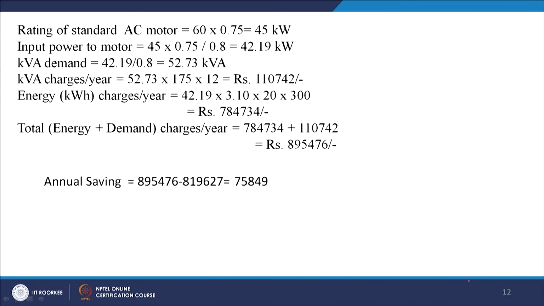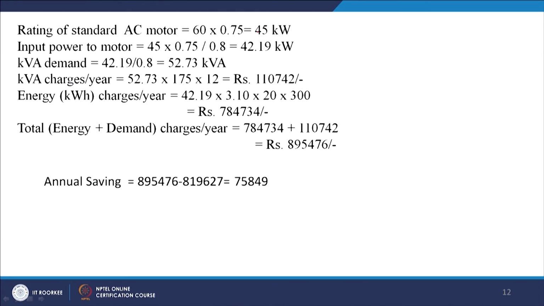8,19,627 rupees. And the rating of the standard AC motor is 60 into 0.75, again that is equal to 45 kilowatt, and then power input is 45 into 0.75 divided by 0.8. So, 42.19 kilowatt. So, kVA demand is 42.19 divided by 0.8, 52.73 kVA. So, kVA charge is this into 175 into 12, rupees 1,10,742, and energy charge per year is equal to this 42.19 into 3.10 into 20 into 300.